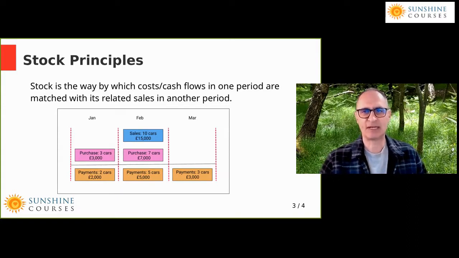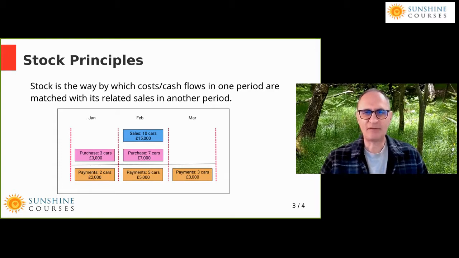So stock is just an example of one of these balance sheet items, and we've already touched on it a little bit, but the purpose of this session is to go into stock in quite a bit more detail. And the basic principle is illustrated in this diagram, where we have, in the 3 months, January, February, and March, in January, we buy 3 cars.